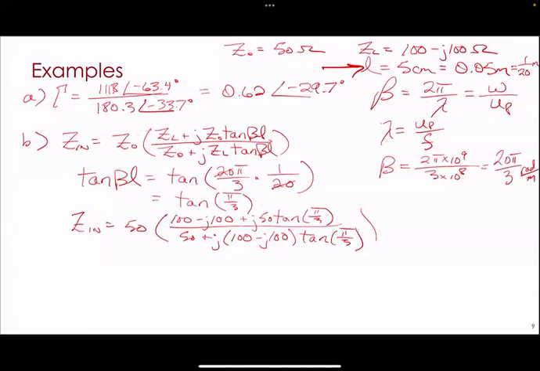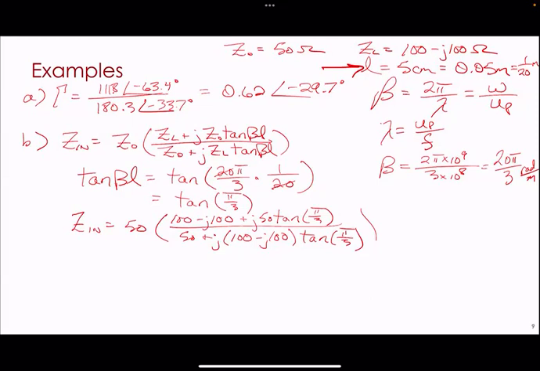Your tan beta L, remember beta is 2 pi over lambda, right? So when you do this tan beta L, maybe it's obvious here because I kept it in the form with the pi in it, you have to be in radians, okay? Because what are the units of beta? Radians per meter. We're multiplying it by L, which has units of meters. The meters cancel out. You're left with the unit of radians. So your calculator has to be in radian mode for this calculation.